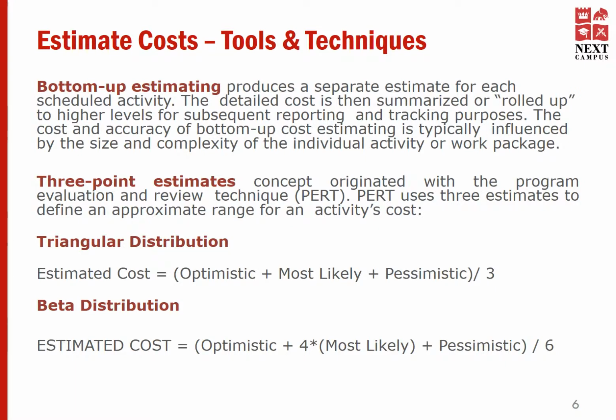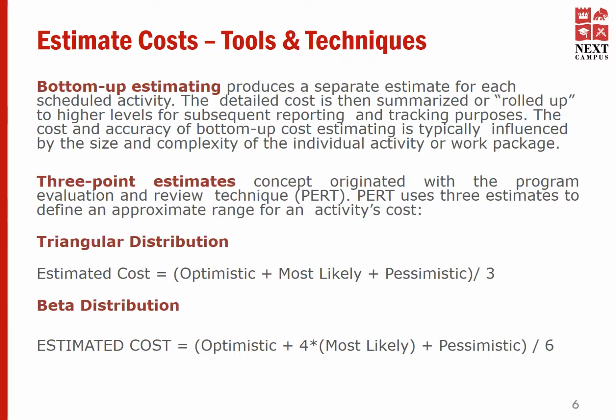Bottom-up estimating. Bottom-up estimating is a method of estimating a component of work. The cost of individual work packages or activities is estimated to the greatest level of specified detail. The detailed cost is then summarized or rolled up to higher levels for subsequent reporting and tracking purposes. The cost and accuracy of bottom-up estimating are typically influenced by the size and the other attributes of the individual activity or work package.